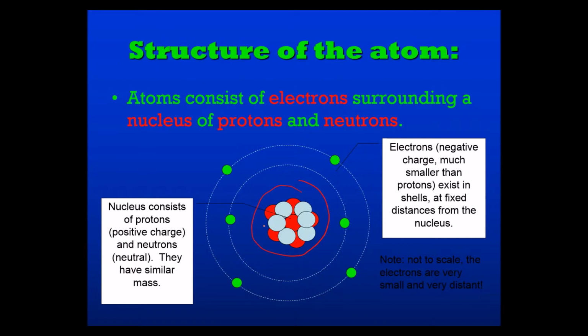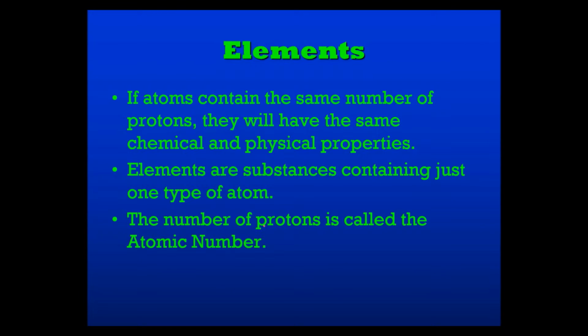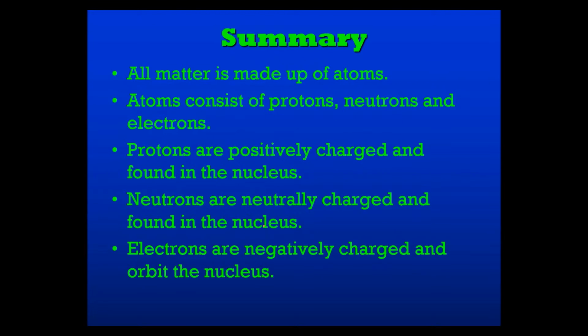So if you think back to the periodic table that we looked at in the last video, hydrogen was element number 1. It has an atomic number of 1, which means that every atom of hydrogen only contains 1 proton. Whereas if we think about carbon, carbon has an atomic number of 6. Every atom of carbon contains 6 protons.